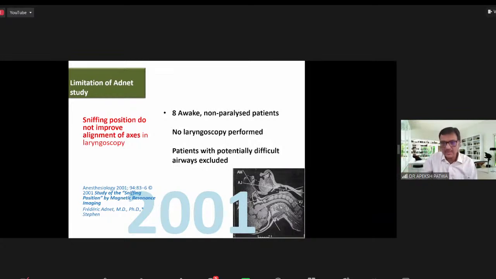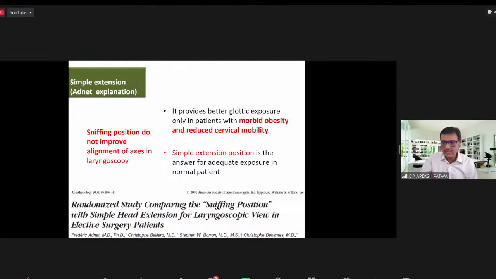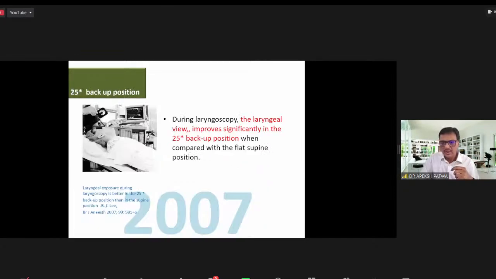So what he did, in the same year, he did another study of more than 396 patients. And he proved that the sniffing position does not improve the alignment of axis. And sniffing position is helpful, specifically in patients with morbid obesity and with reduced cervical mobility. And he has suggested to use simple extension when you get difficulty in laryngoscopy in a sniffing position. And another publication by Dr. Lee suggested to use 25 degree head up position which improves the laryngeal view significantly.